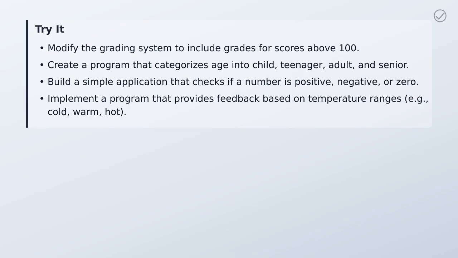Alright, your turn. Give this a try. First, modify the grading system to include grades for scores above 100. Also, create a program that categorizes age into child, teenager, adult, and senior. Also, build a simple application that checks if a number is positive, negative, or 0. Finally, implement a program that provides feedback based on temperature ranges, e.g., cold, warm, hot.